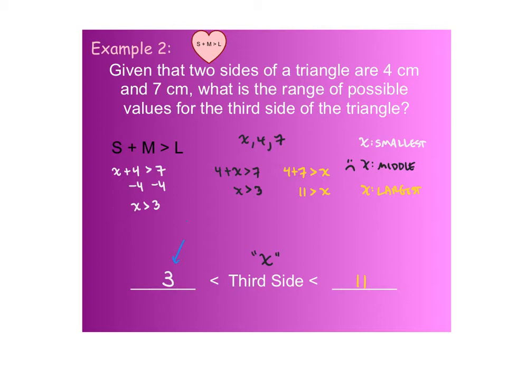How do we get 3 from 7 and 4? Well, we subtract them. How do we get 11 from 7 and 4? We add them. So if you take the two given sides and you add them together, that gives you your upper bound, in this case 11. If you take the two given sides, subtract them, that gives you the lower bound, in this case 3. Let's look at an example of that.